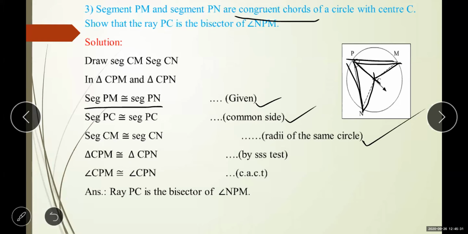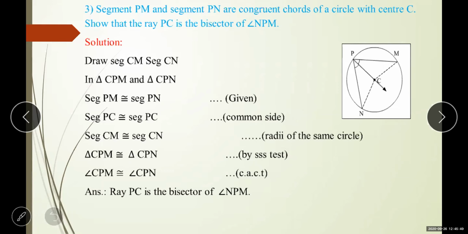Now all three sides are congruent. So obviously these two triangles are congruent by what? SSS test, side, side, side test. They are congruent to each other. As all three sides are congruent, what is remaining? Angles are remaining. Which angles do we have to find out? What are the names of these angles? If the triangles are congruent, their angles are also congruent. Which angles? CPN and CPM. So CPM is congruent to CPN.